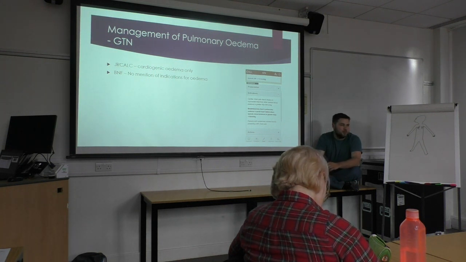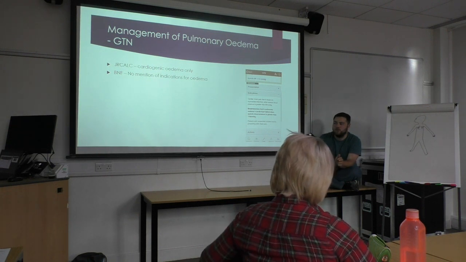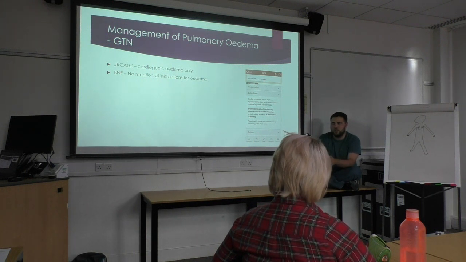Midwives, have you seen people use it? No? Oh, okay. So in the BNF they don't actually mention it being used for edema. I think one time I looked in it, and they didn't specify why the edema had to occur. So unfortunately we're a little bit limited in our management of pulmonary edema caused by pre-eclampsia, because everything is around heart failure.